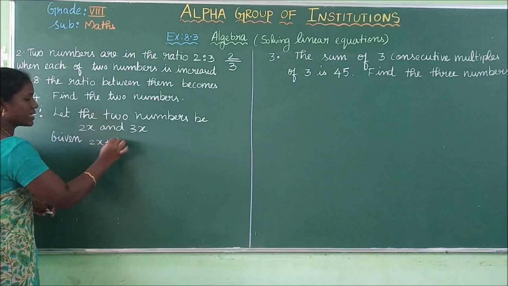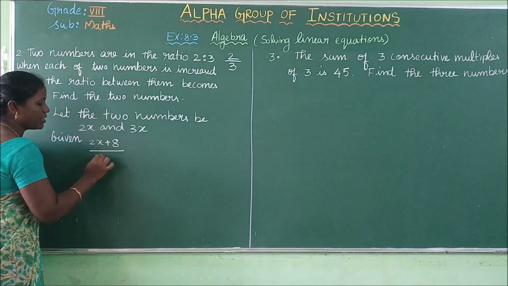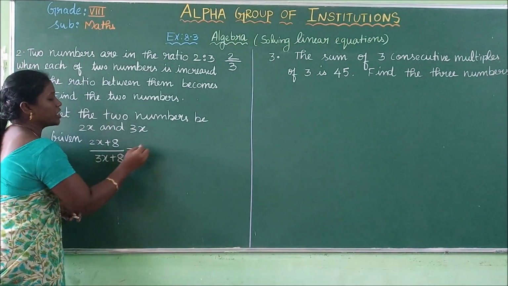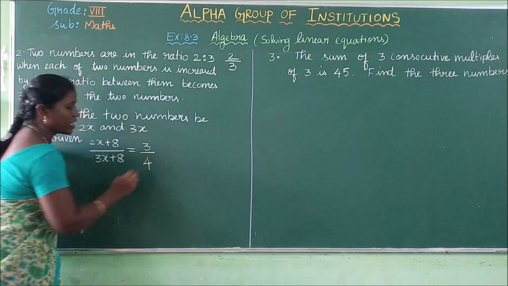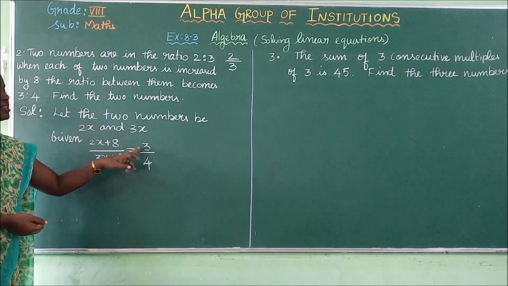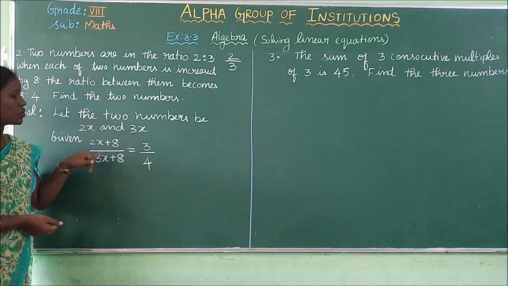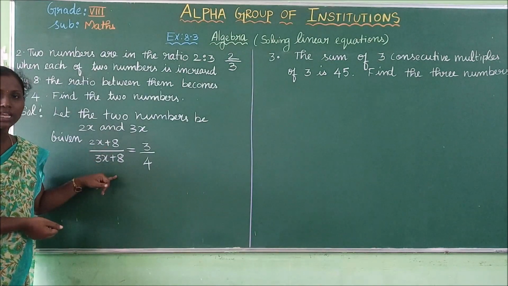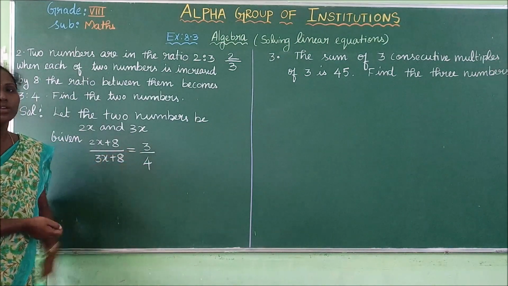One is 2x plus 8, 2x increased by 8, and the other is 3x plus 8. The ratio will become 3:4. That is 3/4. In ratio we take the form of a fraction, 3/4. So the two numbers are increased by 8: 2x plus 8 by 3x plus 8, increasing both by 8, is equal to the ratio 3/4. That 3:4 is 3/4.